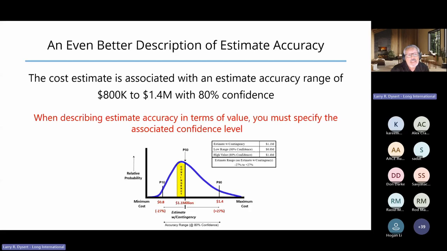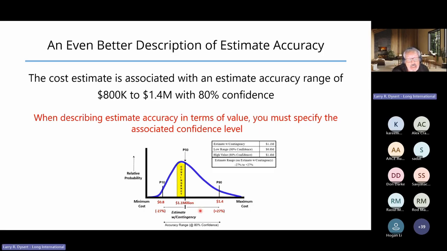If I describe estimate accuracy to the decision makers in terms of absolute value, then I don't have to define what number is my funding number. I can describe estimate accuracy in terms of I'm 80% confident I'm between the P10 value of 800,000 and the P90 value of 1.4 million.